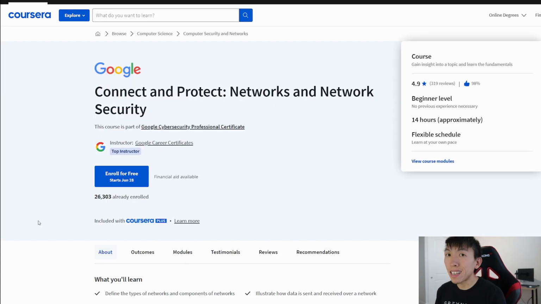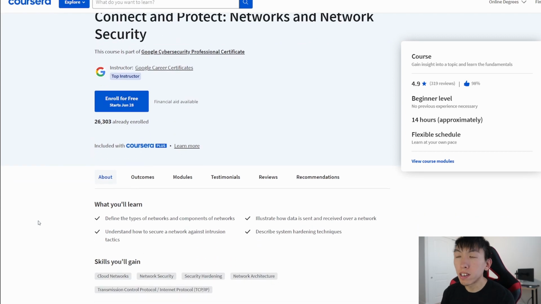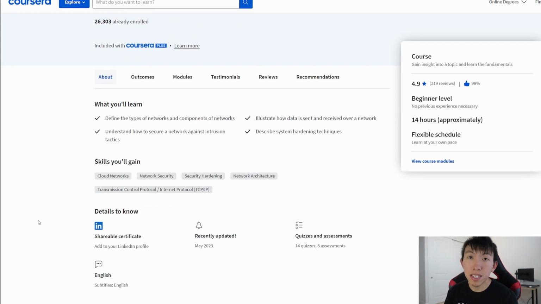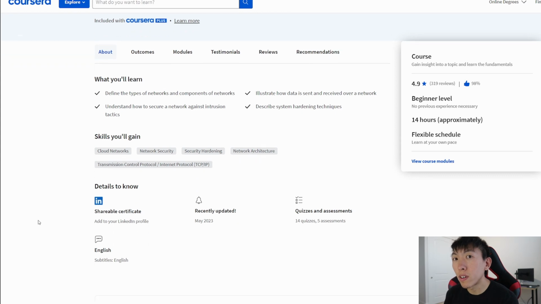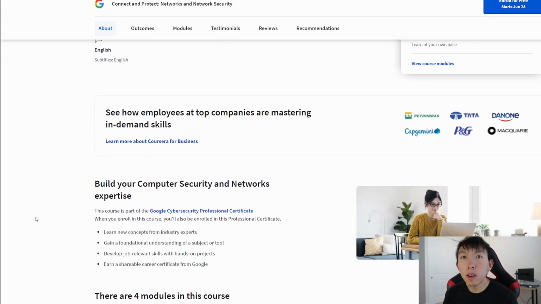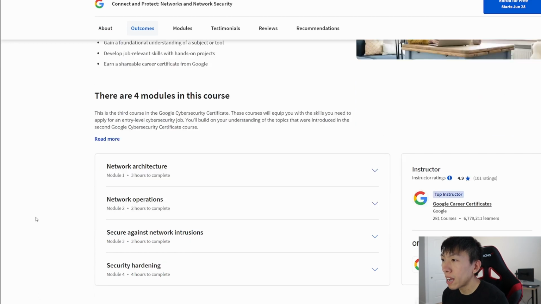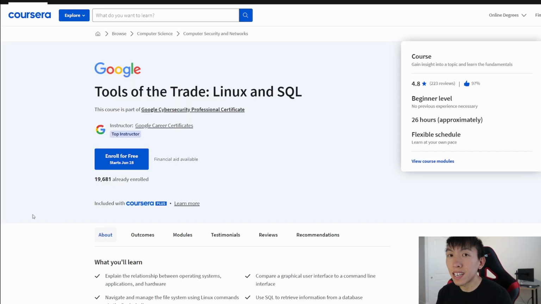Next up is Connect and Protect, Network and Network Security. This will introduce you to networking and learn certain concepts such as IP addresses, different models like the TCP/IP and OSI. Also, it will talk about the different network protocols that exist. It will include what kind of network attacks exist in cybersecurity and how do we actually harden our organizations to defend against said attacks.